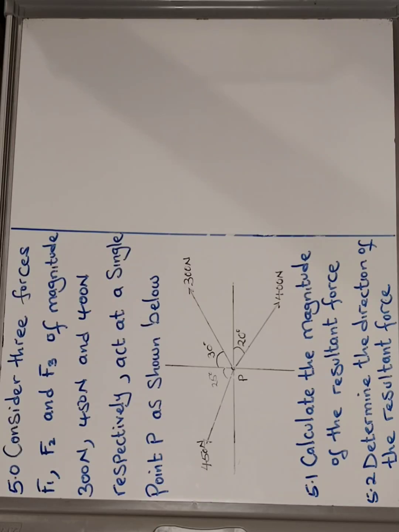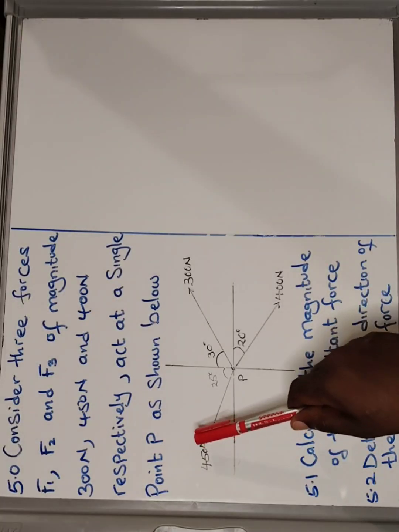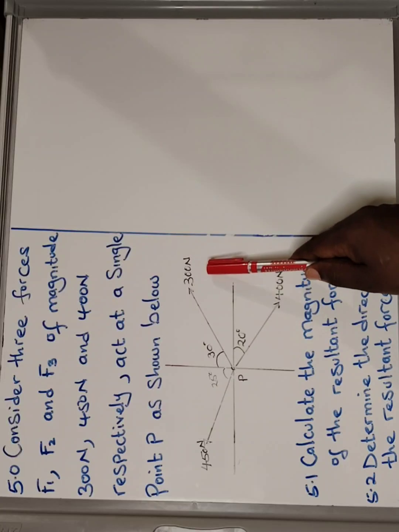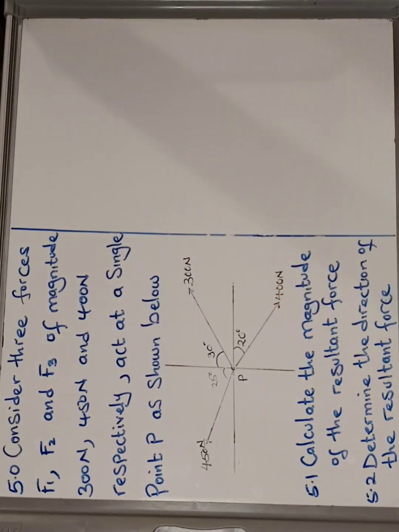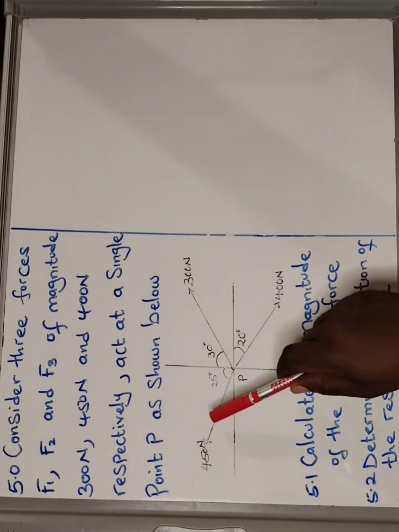Okay, this is what we are having. What do we do? So we are having this force here. We are having this force here. We are having this force here. They are all acting. What do we do to get the resultant force? What we do is to get the components of each.